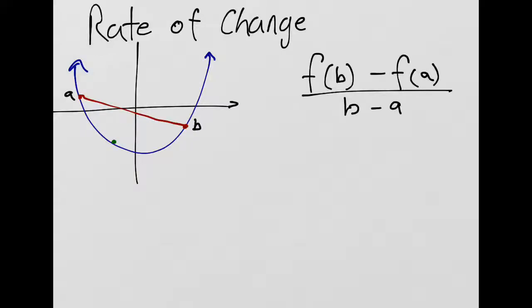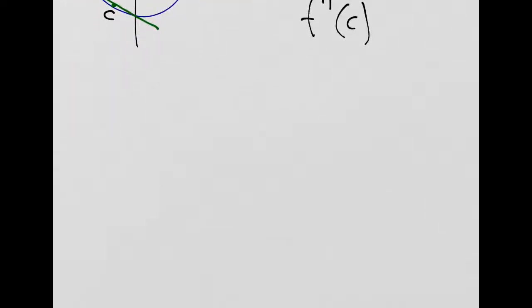When we want to figure out the rate of change at an individual point on the function, we'll call this point C. What we're doing is finding the slope of the tangent at that point. This means that we can calculate the derivative of the function at that point to give us the instantaneous rate of change. So now let's look at an example of calculating these rates of change.